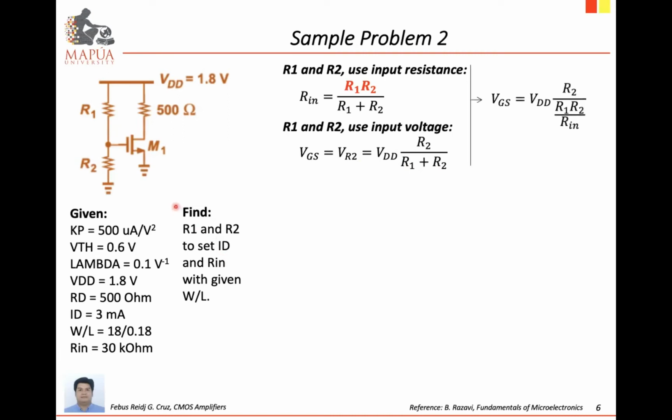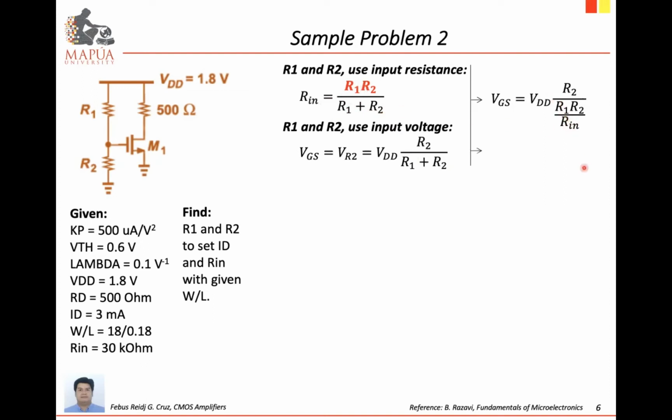So we combine the two equations. You can write the two equations as VGS equal to VDD times R2, and then we try to express R1 in terms of Rin and R2. I think that's what we put here. What is R1 plus R2? Move that to the other side. So R1 plus R2 is R1 over R2 times Rin. We can put that here.